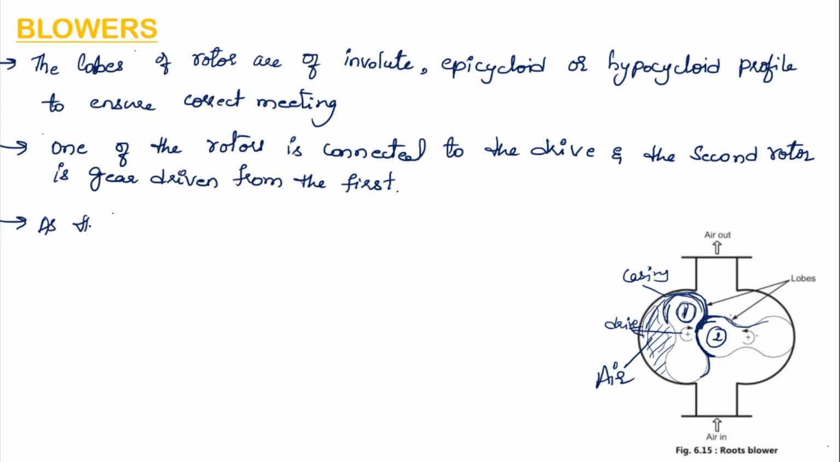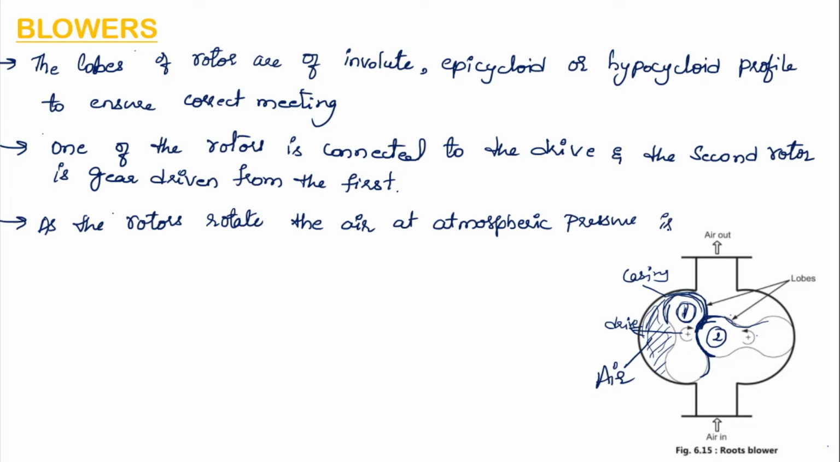Because of the rotation of the rotors, the air at atmospheric pressure is trapped in pockets formed between the lobes and the casing.